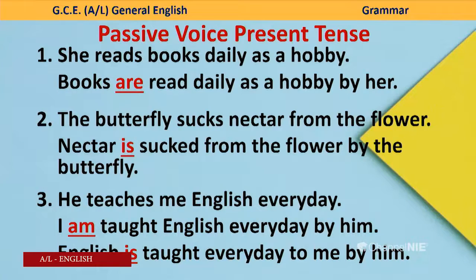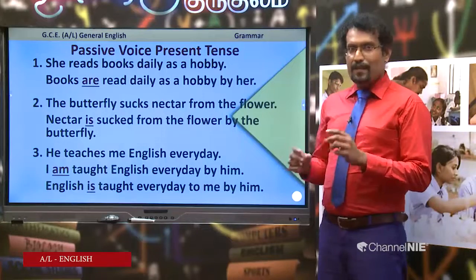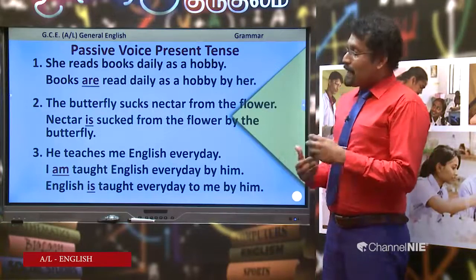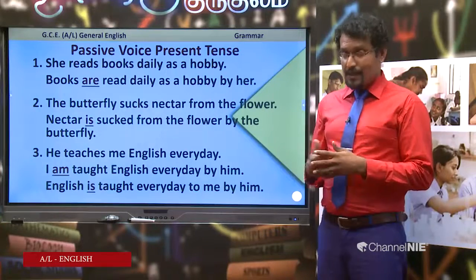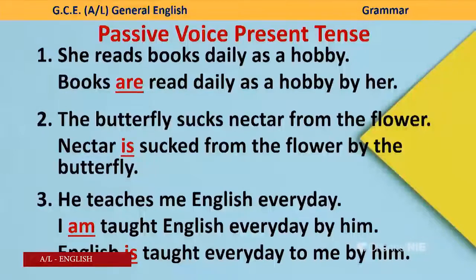Second example, the butterfly sucks nectar from the flower. Nectar is sucked from the flower by the butterfly. So, we take the object nectar. Since it is singular, we use the helping verb is. Nectar is sucked. So, the past participle verb formation of suck is sucked, with ed. You have to add ed at the end of the verb. Nectar is sucked from the flower by the butterfly.